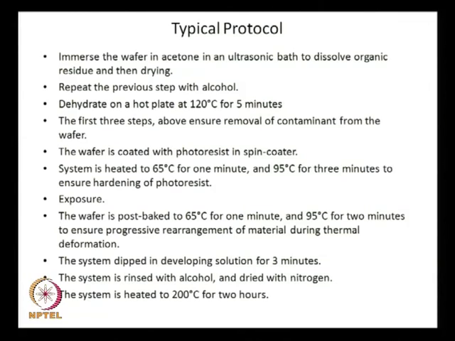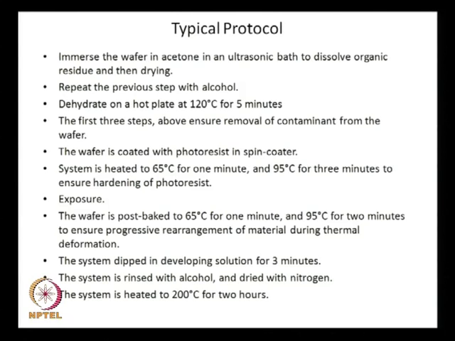So, that means instead of acetone you do it with alcohol. Some residues would go away with acetone, but some will remain, so you ensure that you do it with alcohol itself. Then next, dehydrate on a hot plate at 120 degree centigrade for 5 minutes. The objective of the first 3 steps, that means once in acetone, then with alcohol and then dehydrating, is to ensure removal of contaminants from the wafer, so that the wafer does not have any extraneous material which can cause trouble later.